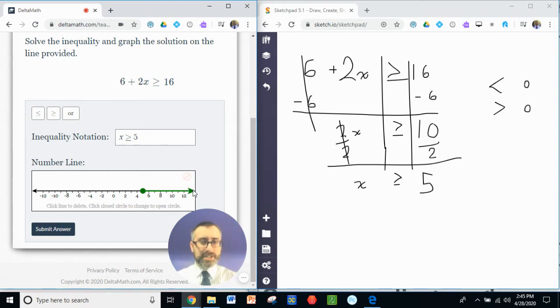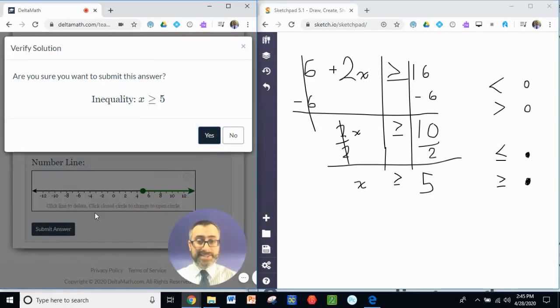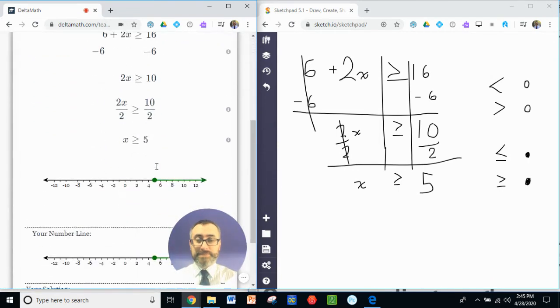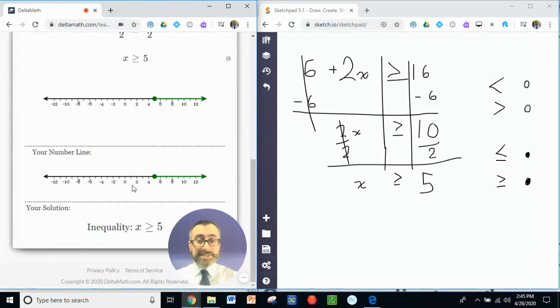So that's the right direction, but is it open circle or closed circle? Well, again, we might remember this, or we might look back at our references. Anytime we have a less than or equals to, or a greater than or equals to, we're going to use closed circles. So the circles on our graphs will be completely filled in. So I'm going to keep this as a closed, completely green circle, and I'll submit my answers. Okay, it seems like that's good. The number line and the inequality matched. Let's take a look at one last example.